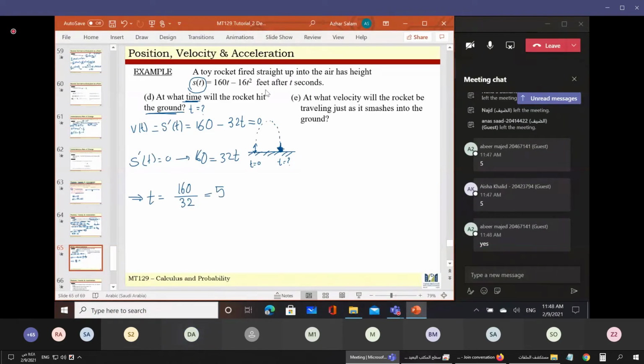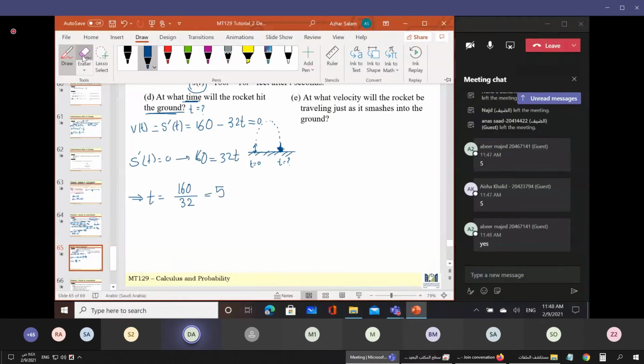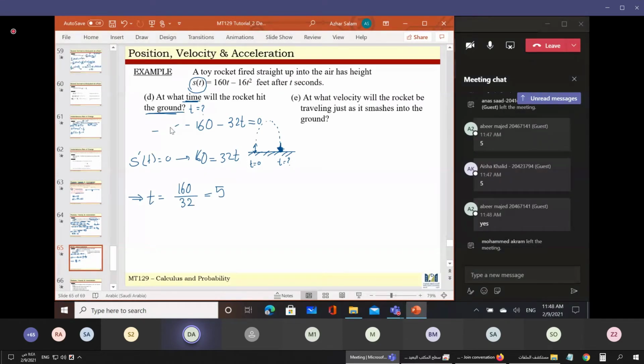Now for the next question: at what time will the rocket hit the ground? I just use the position, not the velocity. We'll use the position. We'll take the position again at 0. At t, I have here the position.